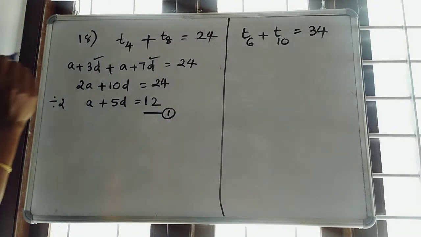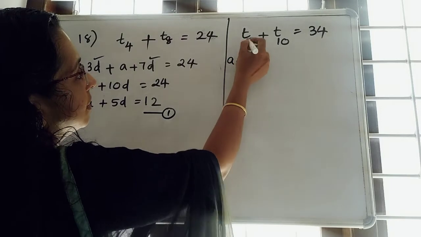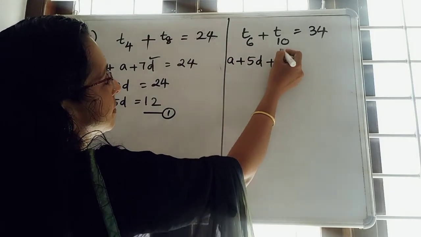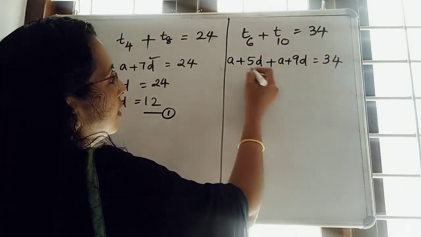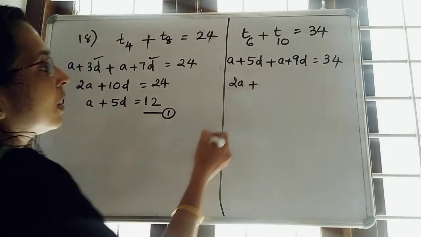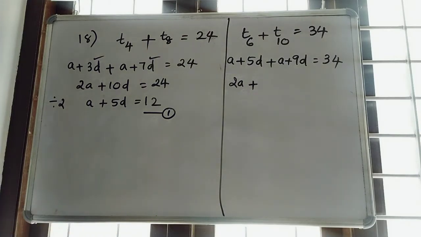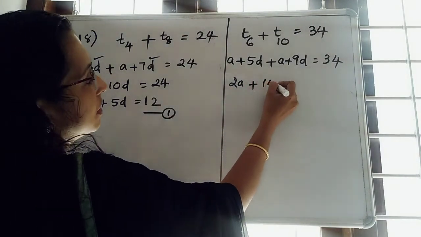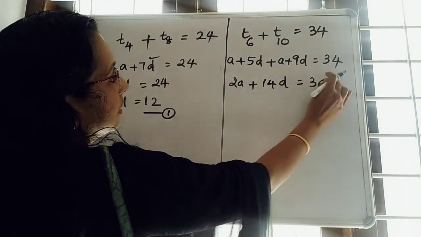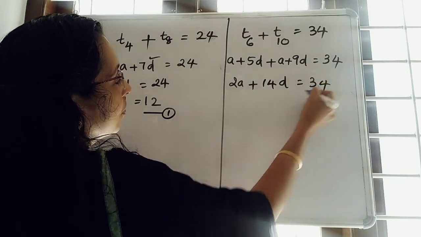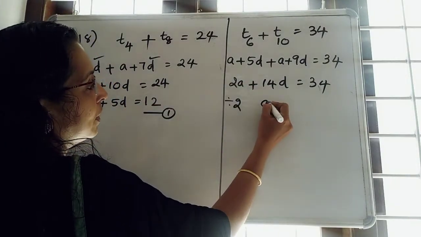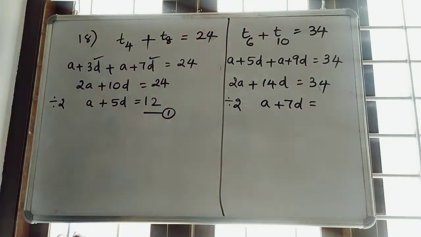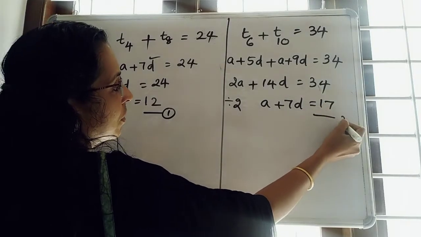Then solve the second one. T6 we can replace as A plus 5D, plus T10, which is A plus 9D, is equal to 34. Same thing: 2A plus 14D is equal to 34. Here also we can divide throughout by 2. So A plus 7D is equal to 17. Let it be equation number 2.